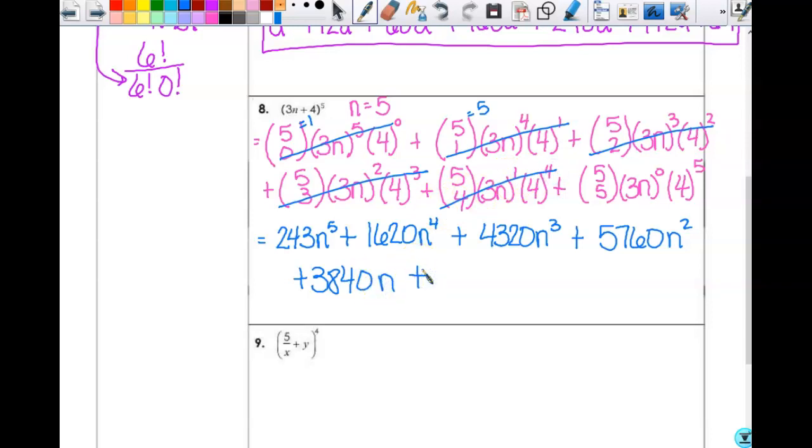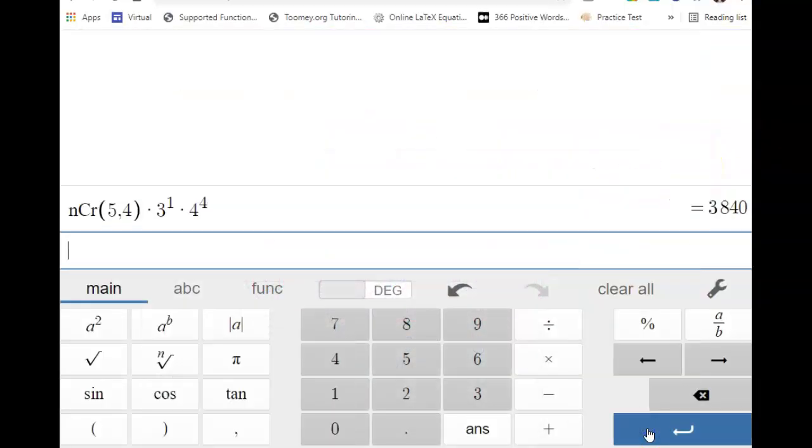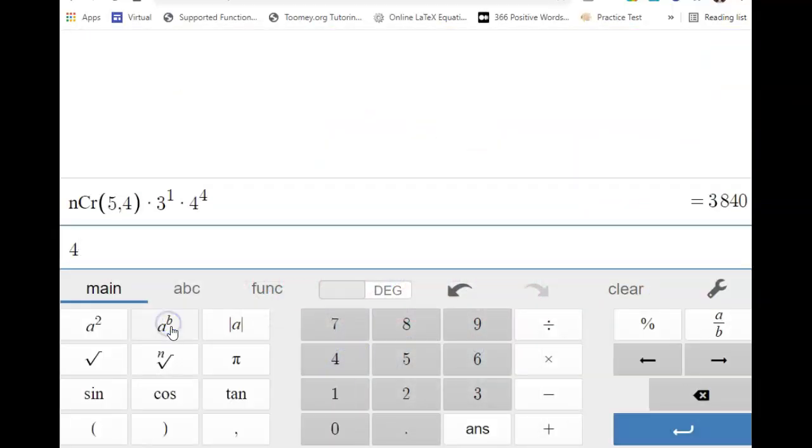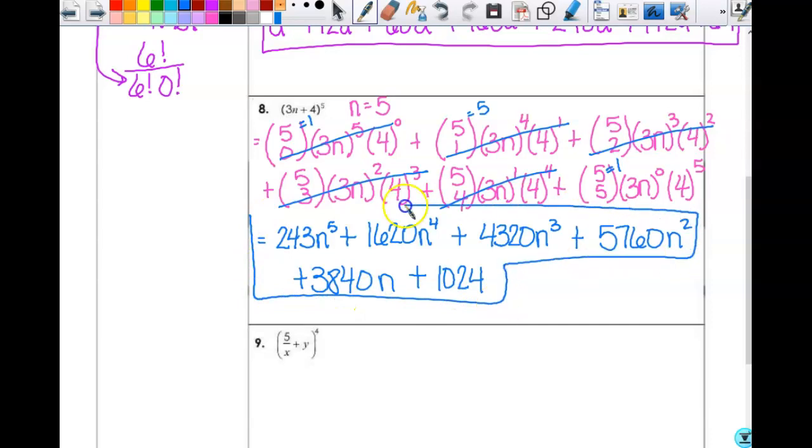Plus, then I know this is going to give me 1 again. This whole thing is 1, so I really just need 4 to the 5th. So my 4 to the 5th power gives me 1024. Okay, and there is this expansion.